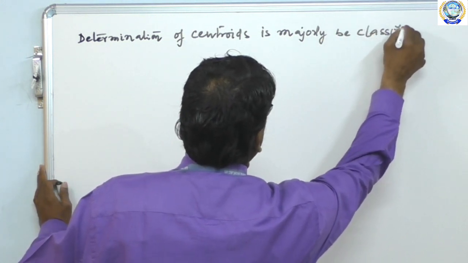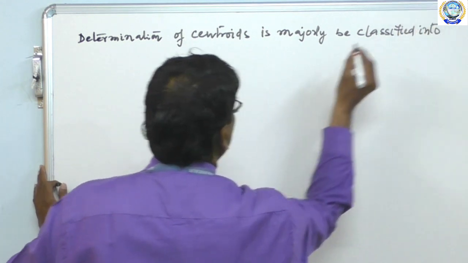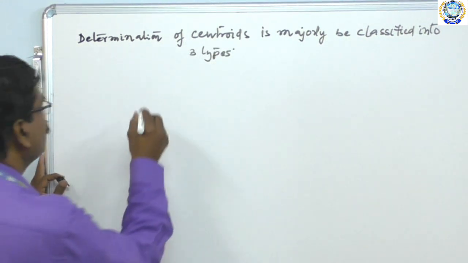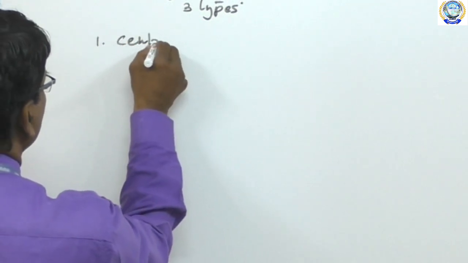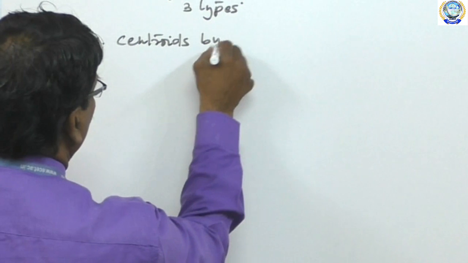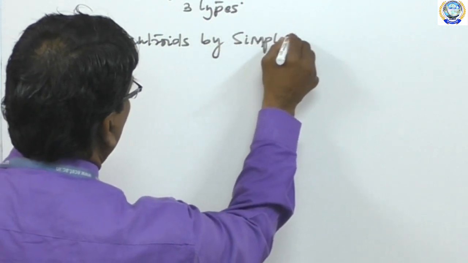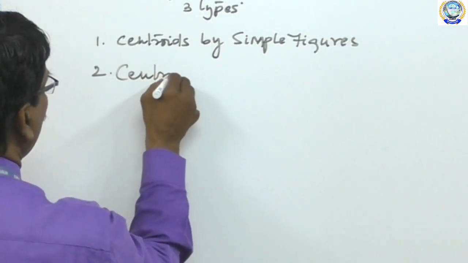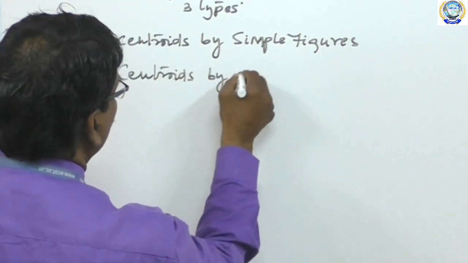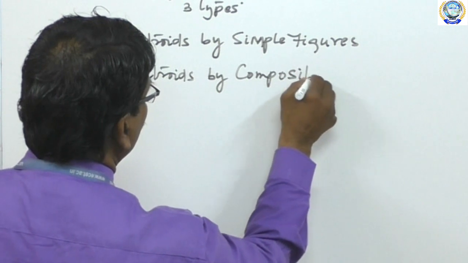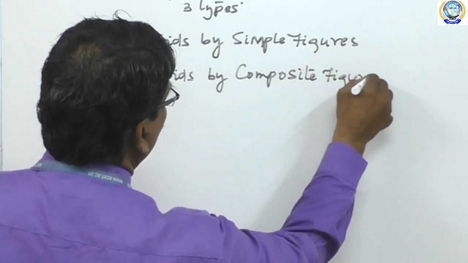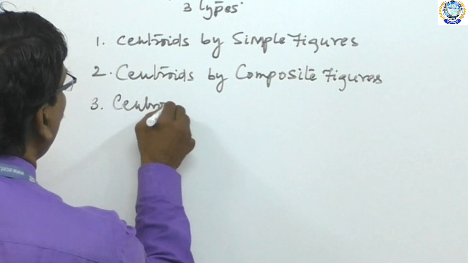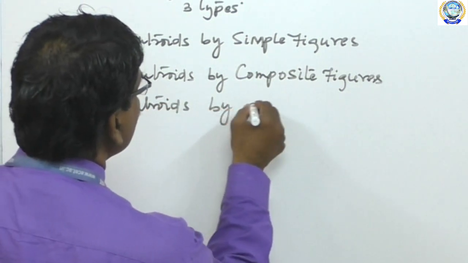three types. Number one, centroids by simple figures. Number two, centroids by composite figures. Number three, centroids by shaded regions.